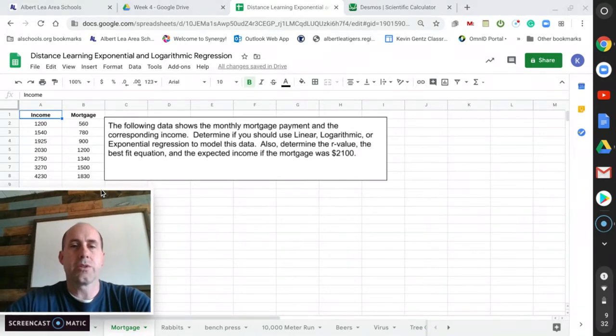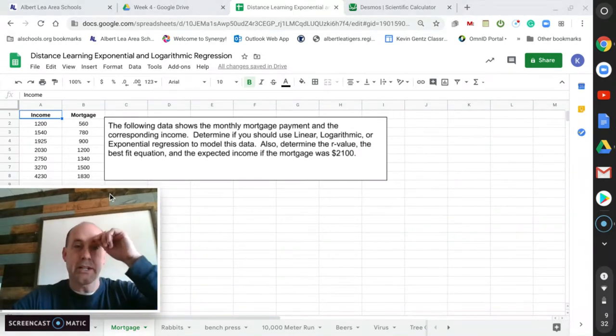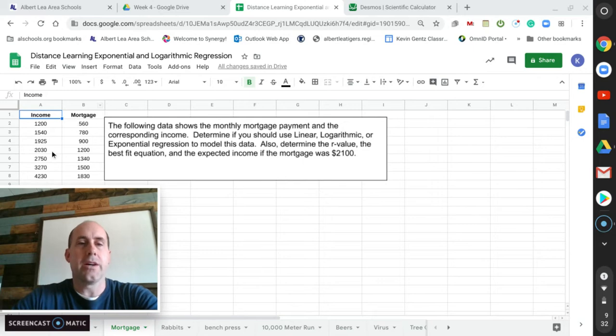It says the following data shows the monthly mortgage payment of a corresponding income. So if somebody makes $2,030 a month, then their corresponding mortgage payment might be, say, $1,200. We'll see how that works out.